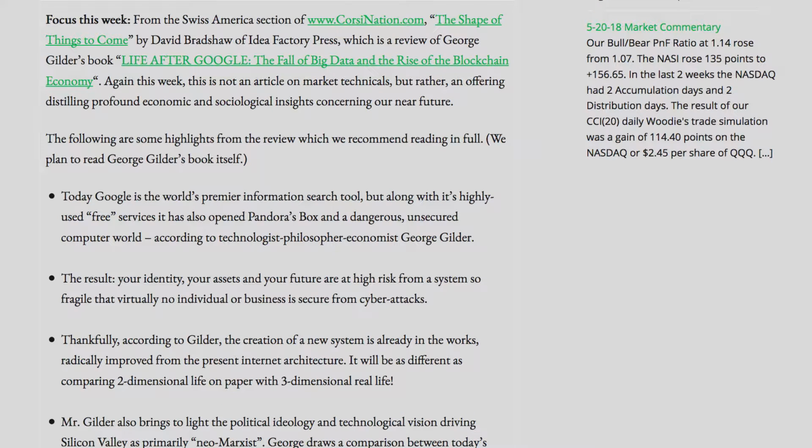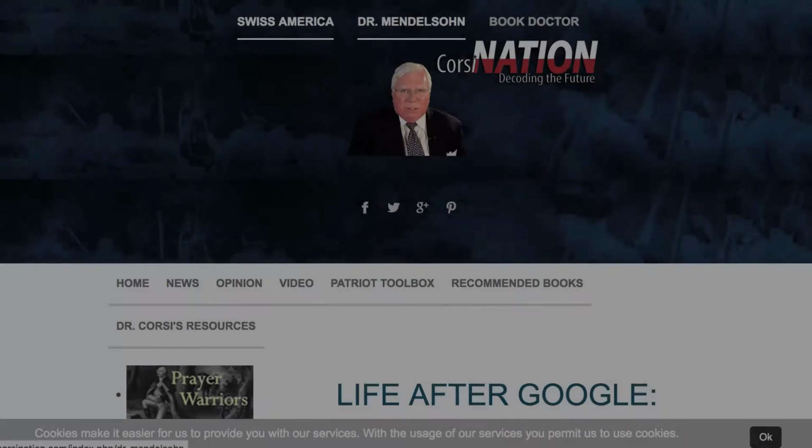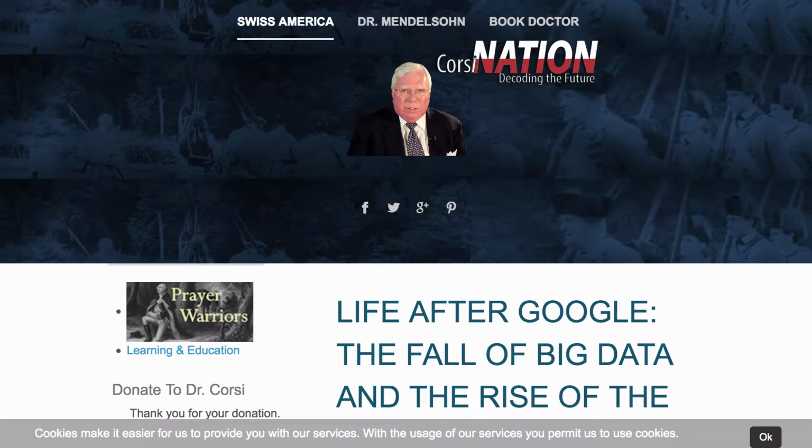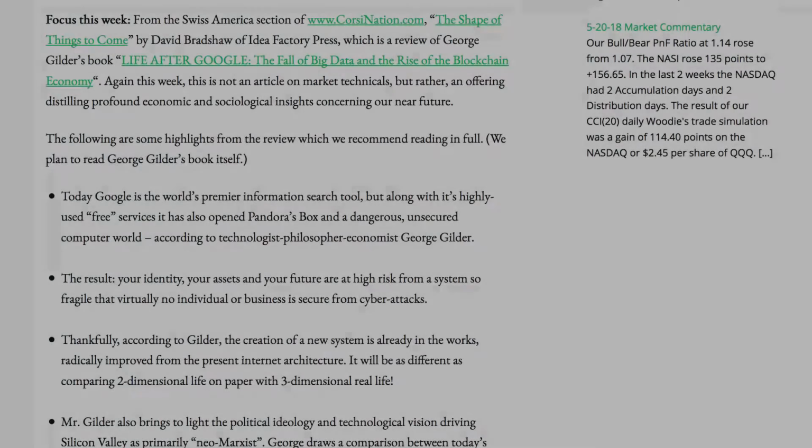Focus this week from the Swiss America section of www.corsination.com. The shape of things to come. Life after Google. The fall of big data and the rise of the blockchain economy. By David Bradshaw of Idea Factory Press, reviewing George Gilder's book. Again this week, this is not an article on market technicals, but rather an offering distilling profound economic and sociological insights concerning our near future. The following are some highlights from the review, which we recommend reading in full. We plan to read George Gilder's book itself.